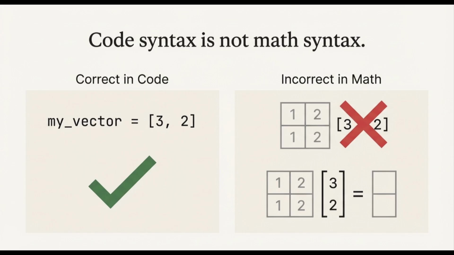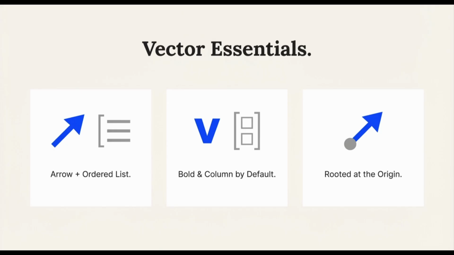One last subtle but important point. Code syntax and math syntax are not the same thing. Writing a vector as a list works perfectly in code, but in math, placement and orientation matter. Mixing the two without understanding why leads to silent bugs, the most dangerous kind. Let's summarize. A vector is an arrow and an ordered list. It's written in bold, usually as a column, and it's rooted at the origin by default. If you remember just these ideas, you already understand more vector math than most beginners.